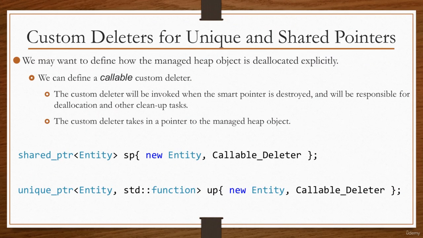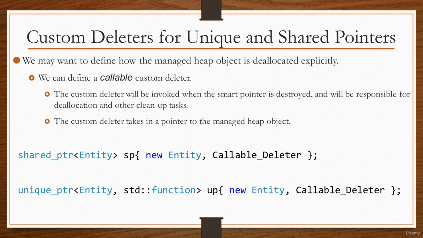In this lecture, I want to talk about custom deleters for unique and shared pointers. As we've seen, unique and shared pointers manage the deallocation of the managed heap object, but we may want to define how the managed heap object is deallocated explicitly, and to do that we can define a callable custom deleter. The custom deleter can be a function, a lambda, or even a functor. This custom deleter will be invoked when the smart pointer gets destroyed.